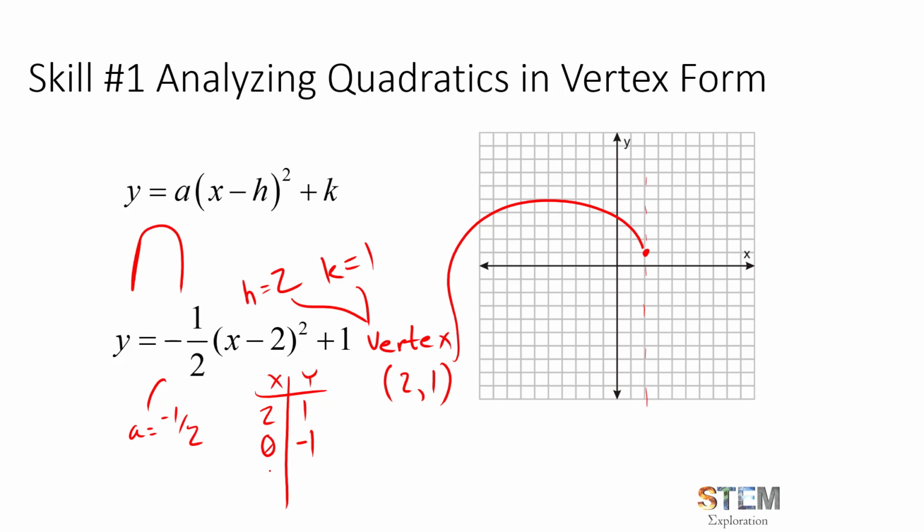And so let's also plug in 1. 1 minus 2 is negative 1. Negative 1 squared is 1. 1 times negative 1/2 is negative 1/2. Negative 1/2 plus 1 is just 1/2. Alright, so at 1 we have 1/2. At 0 we have negative 1.